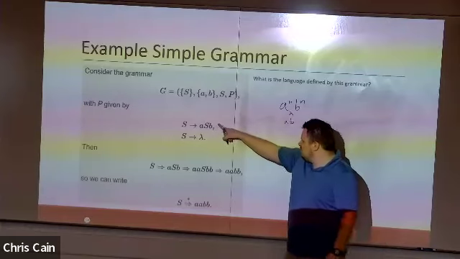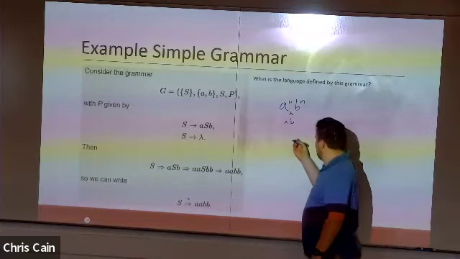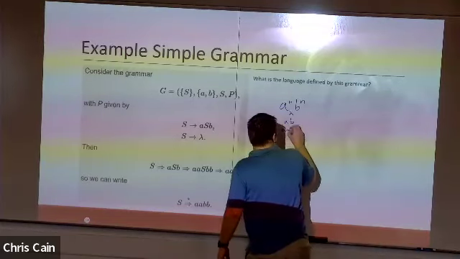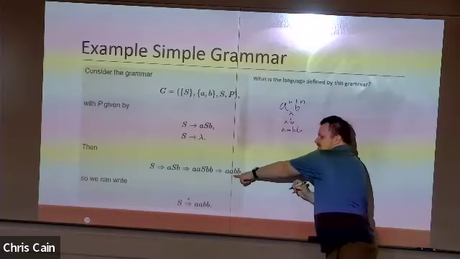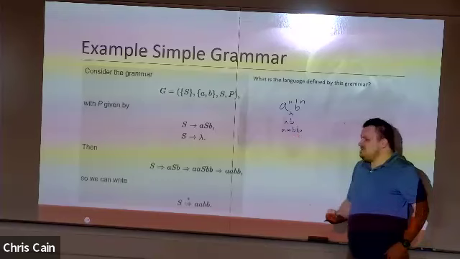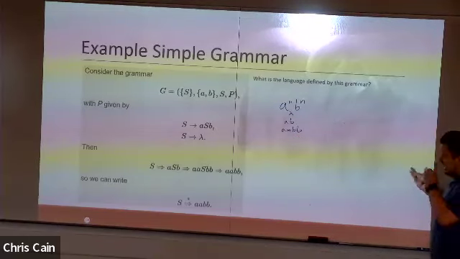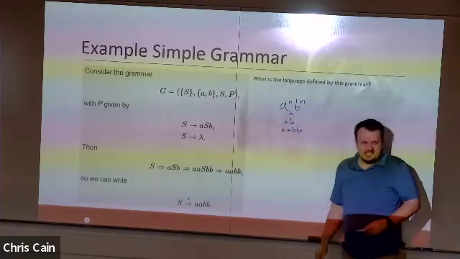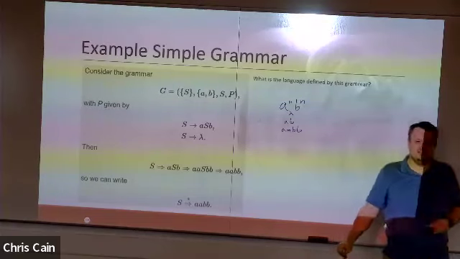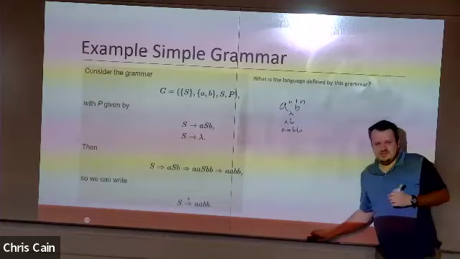So if we apply this rule once, we generate AB. If we apply this rule twice, we generate A, B, B, just like we did down here. We could apply the rule 3 times and get A, B, B, B. And continuing this process, we would see that the language that this grammar represents is A to the N, B to the N. Does that make intuitive sense to people?